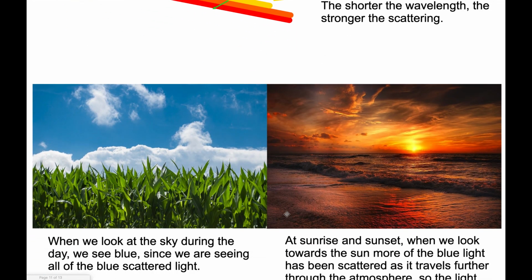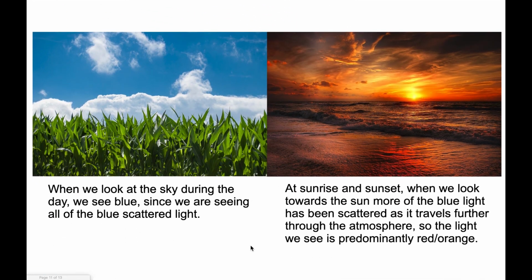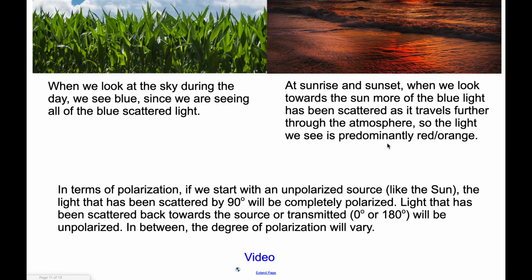So what does this mean? On a nice sunny day when we look up in the sky, we see a blue sky. That's because we're looking at scattered light. At sunrise or sunset, sunlight is passing through more of the atmosphere, which means the blue and the violet and the green light tends to be scattered away. What makes it to our eye? The red and the orange light. That's why sunsets look red and orange.